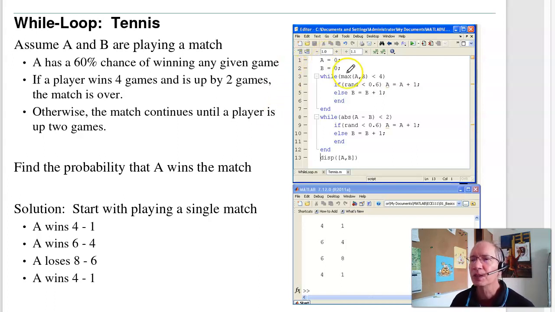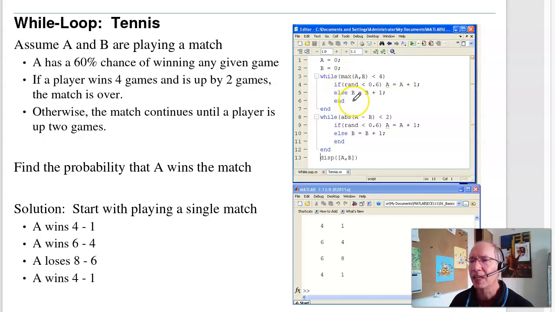What I'll do is start out with A and B both at 0 games. I'll keep playing as long as the maximum of A and B is less than 4. Keep playing until somebody gets to 4 games. And for every game, A's got a 60% chance of winning, otherwise B wins.